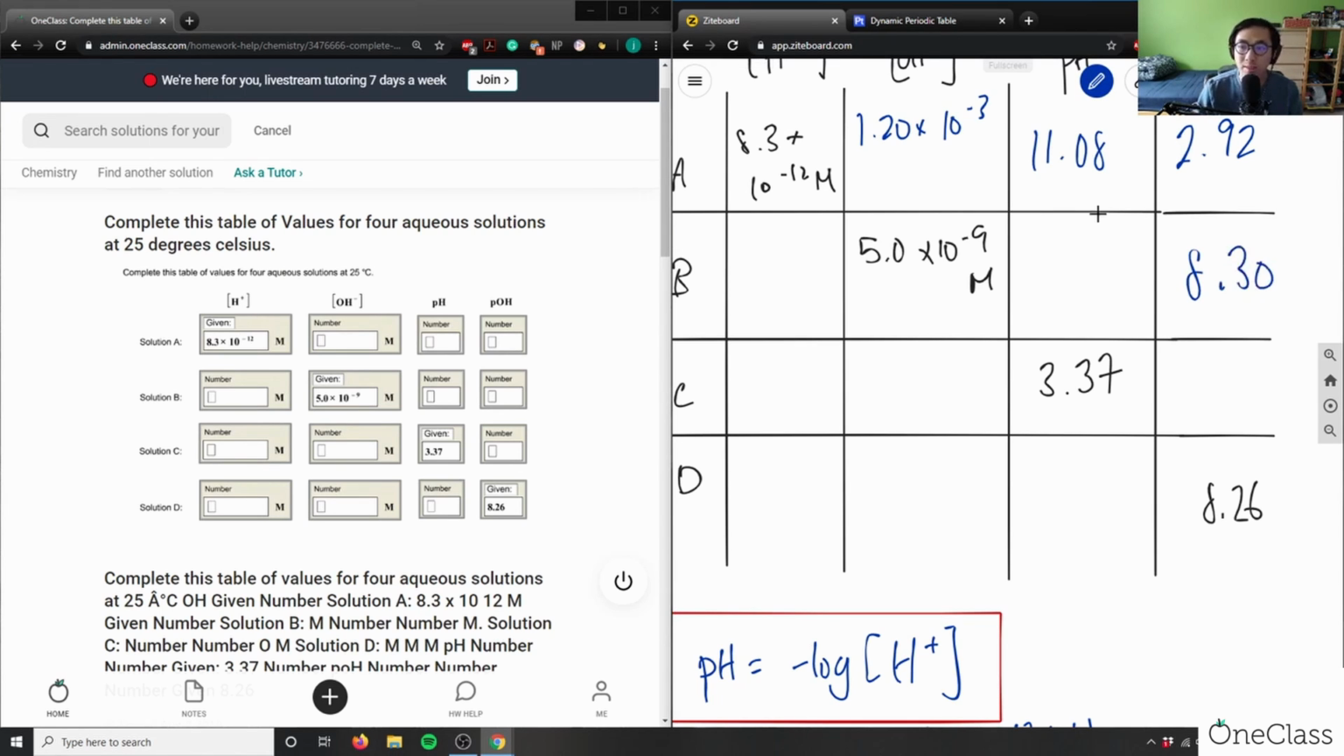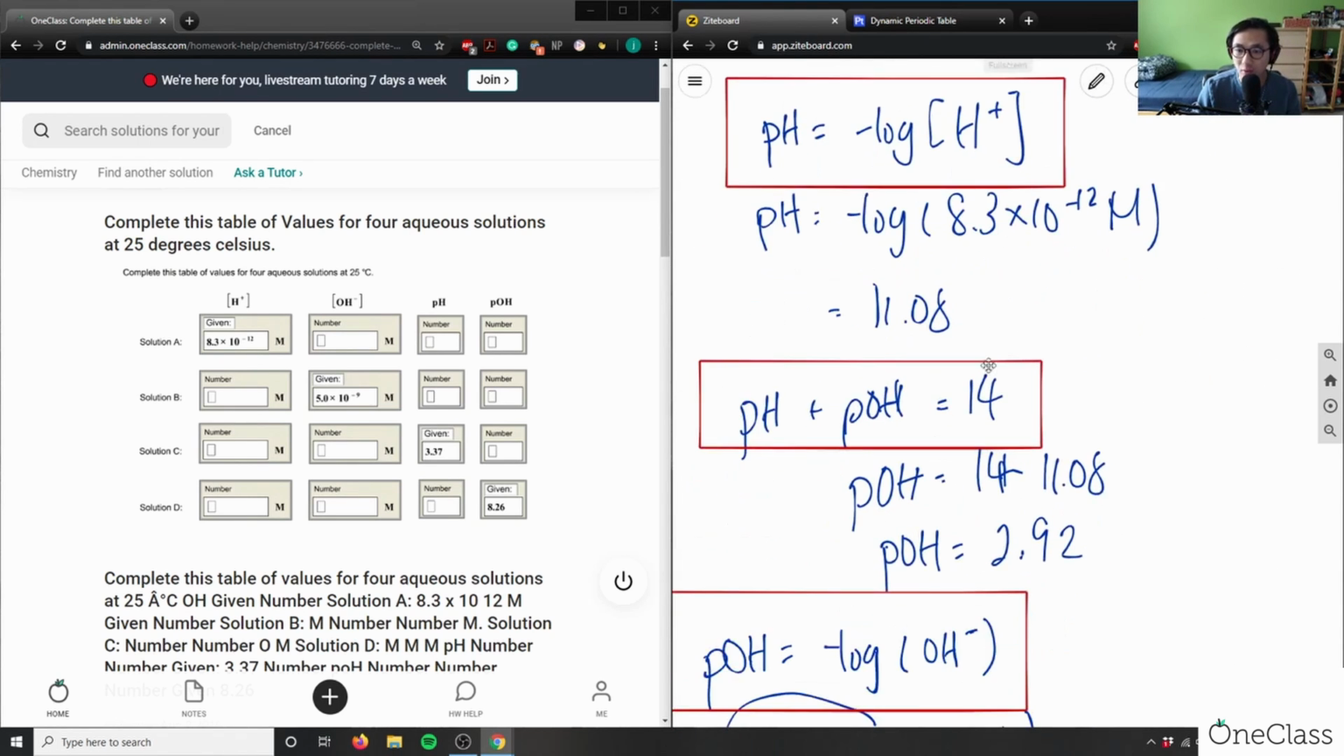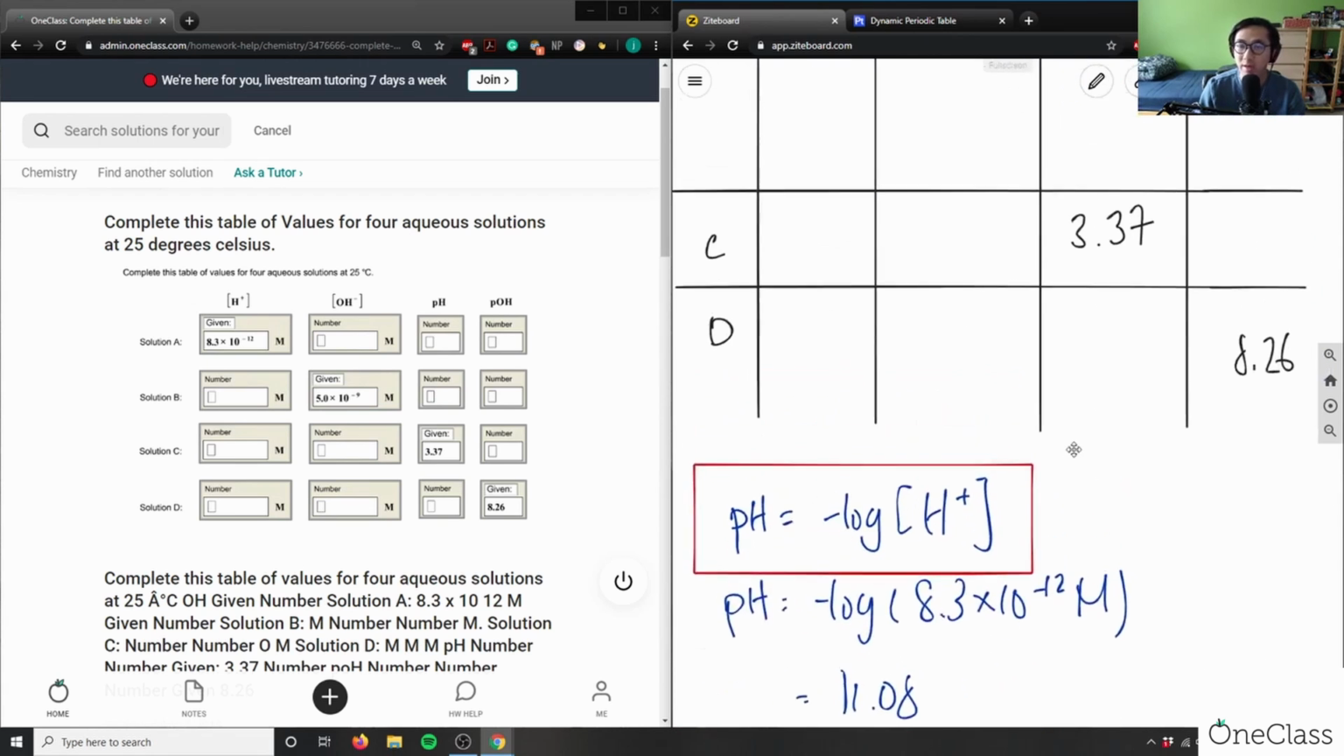8.30. I can simply take 14 minus the pOH to figure out my pH here using this formula. So let me use 14 minus the answer. 14 minus 8.30 would give me 5.70 for my pH. And then with our pH, we can simply solve for the hydroxide ions right here, right?